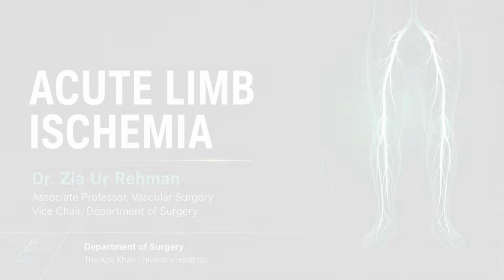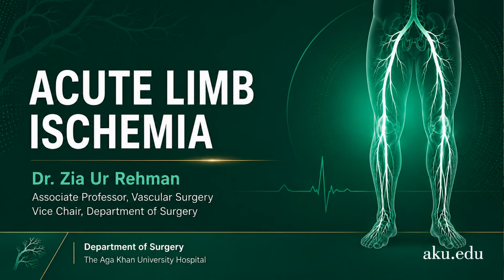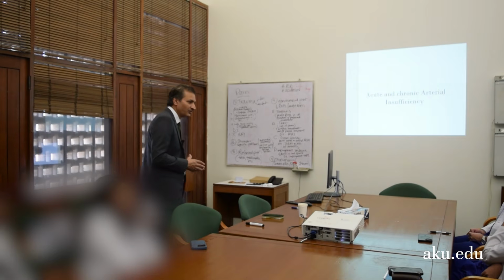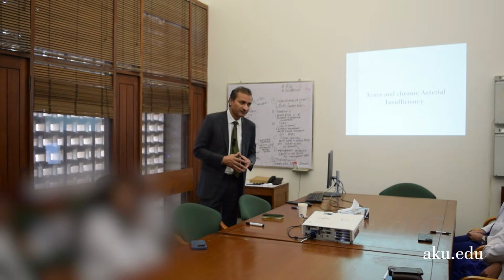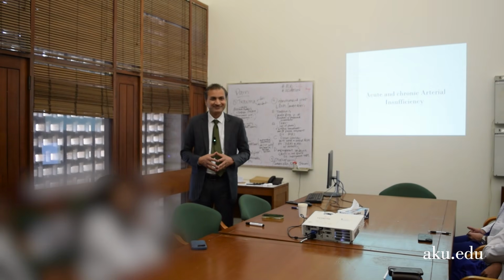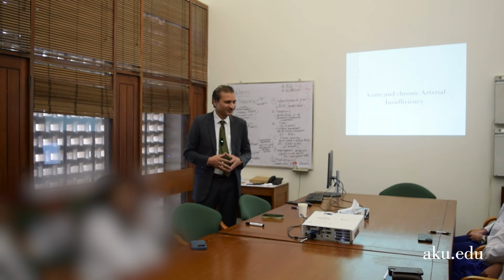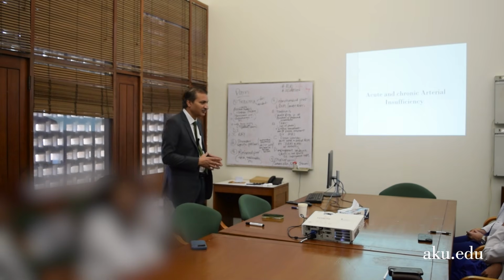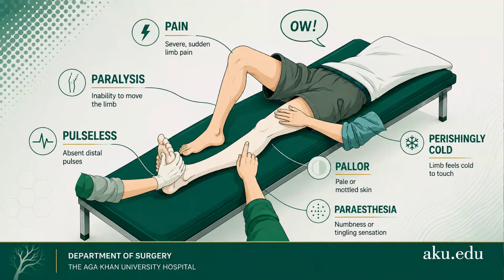Any idea about what symptoms patients present with in acute limb ischemia? Paresthesias, pulselessness, cold, very good. Perishing cold, swollen, or discoloration, very good. Paralysis, very good. So there are 5 P's.